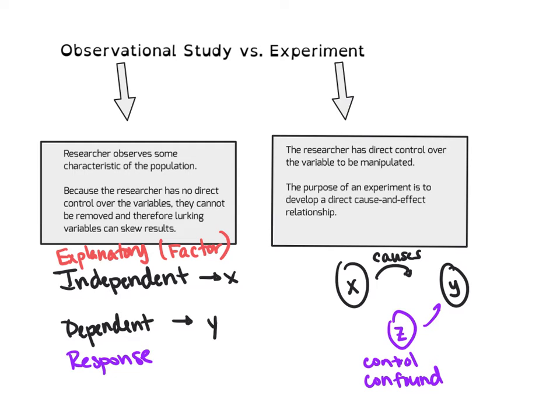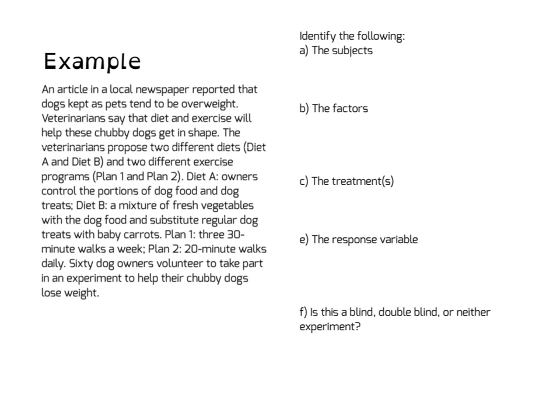Now remember, in an observational study, you're only looking at something, you're observing. In an experiment, you're trying to develop direct cause and effect. Now that we know the difference, we're really going to focus on experiments and talk about the terminology in an experiment. We have this example here, and it says, an article in the local newspaper reported that dogs kept as pets tend to be overweight. Veterinarians say that diet and exercise will help these chubby dogs get in shape. The veterinarian proposes two different diets, Diet A and Diet B, and two different exercise programs, Plan 1 and Plan 2.